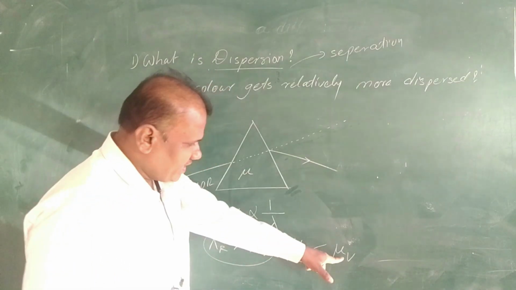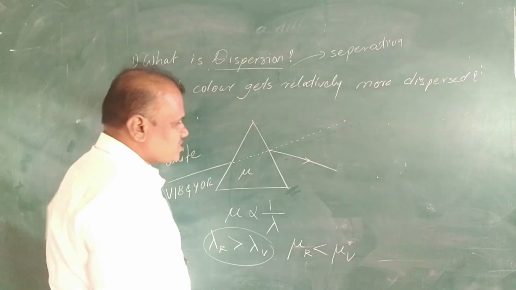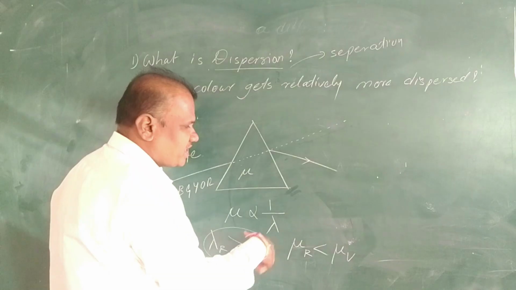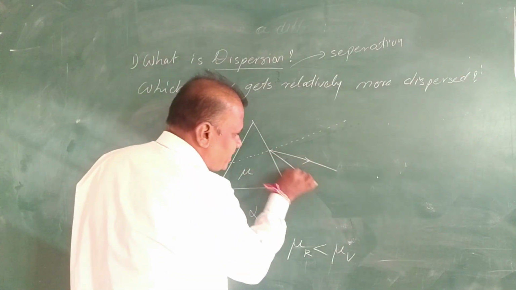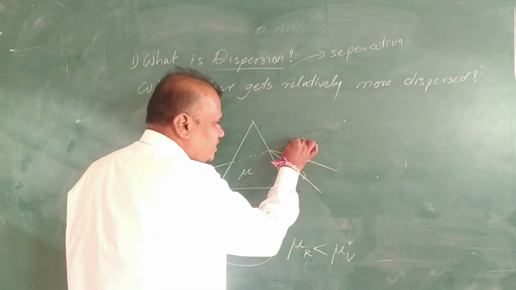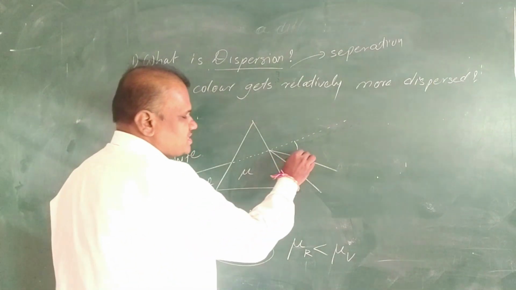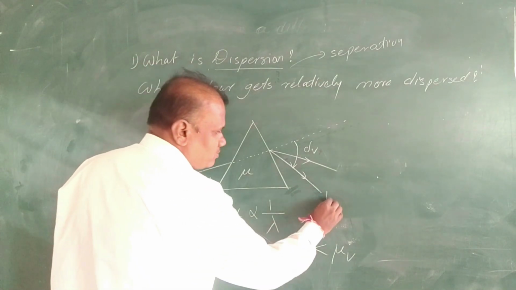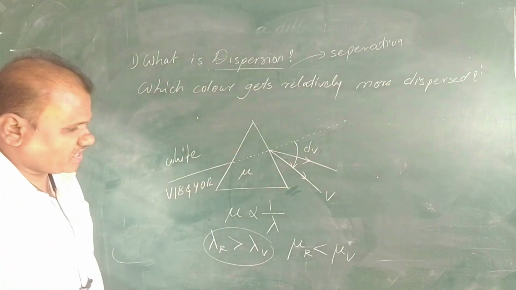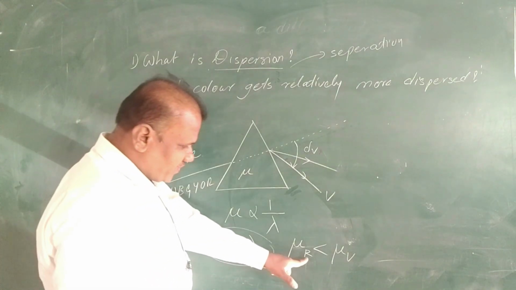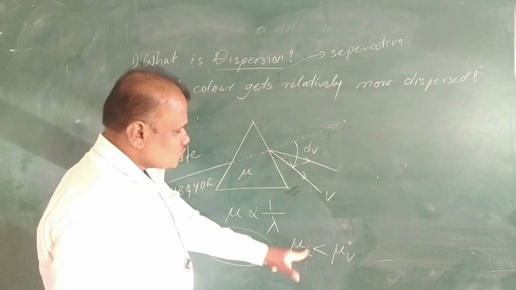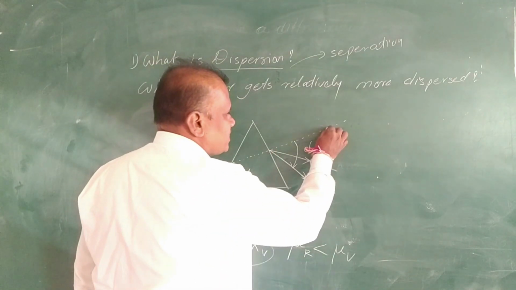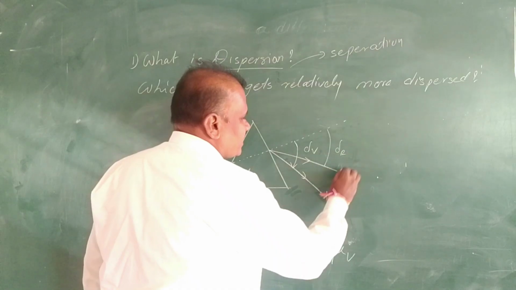For violet color the refractive index is maximum, which means the violet color will bend much more when compared with red color. This is the deviation for violet color, which bends much more than the red color. For red color the refractive index is minimum, so there is minimum bending when compared with violet color. This is the minimum bending for red color.